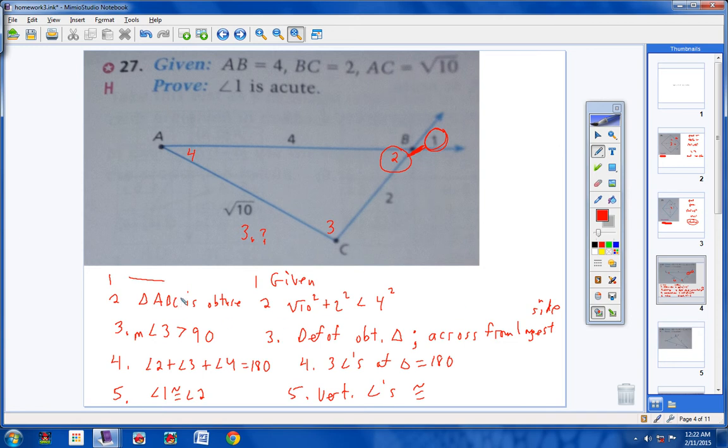So let's review. I first of all stated triangle ABC is obtuse based on this here. Then I stated 3 has to be the obtuse angle because it's across from the longest side. Then I stated my 3 angles on the inside equal 180. Now I've stated that 1 is congruent to 2.